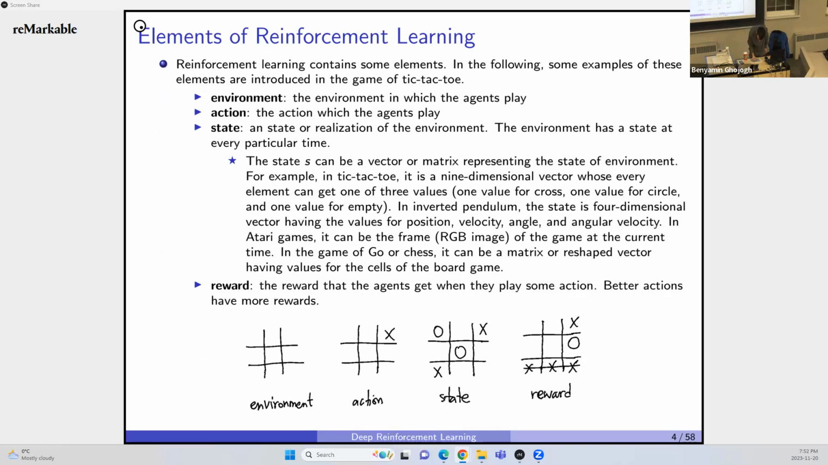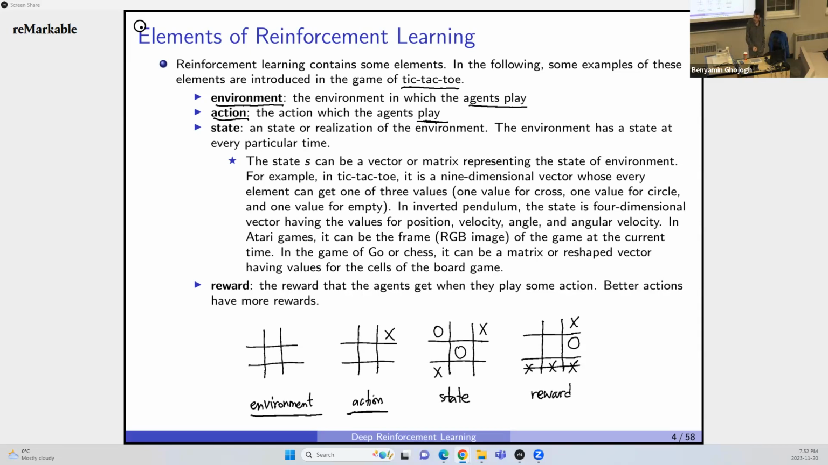Consider the game of tic-tac-toe. Let's see the different elements of reinforcement learning. One of them is the environment. The environment is the environment in which the agents play. For example, in tic-tac-toe, this is the environment. You see that? Action is what the agents play. For example, one action is putting a cross here, right?